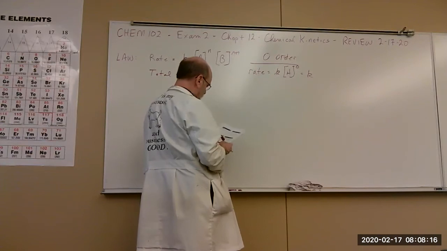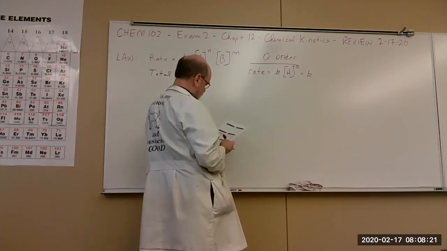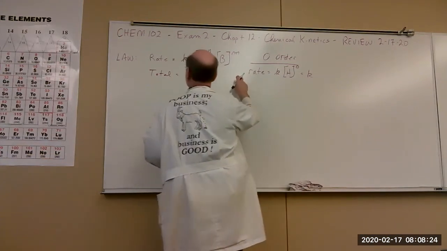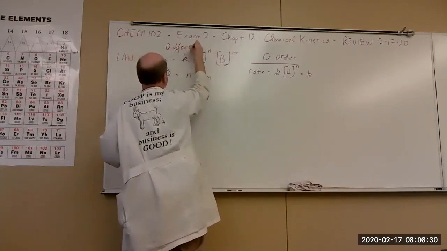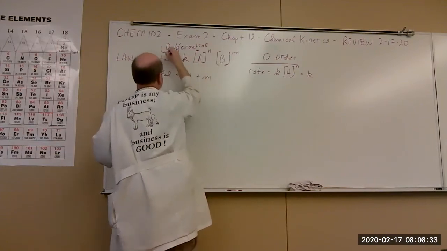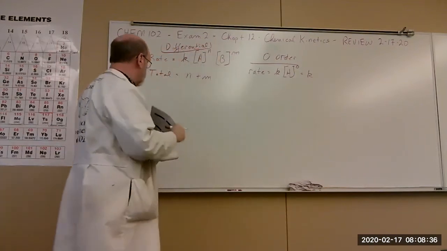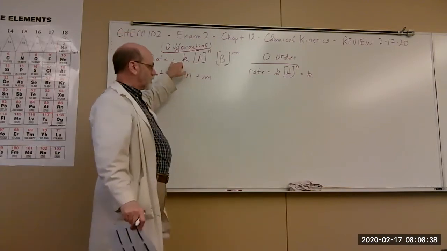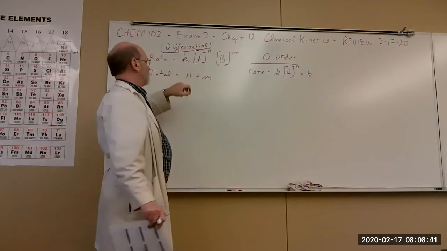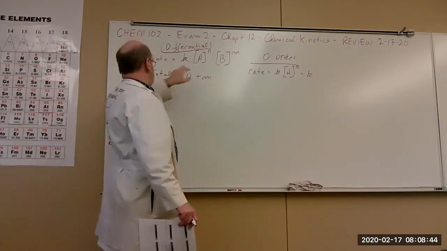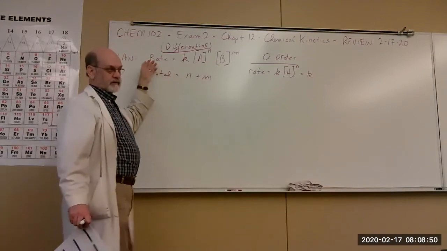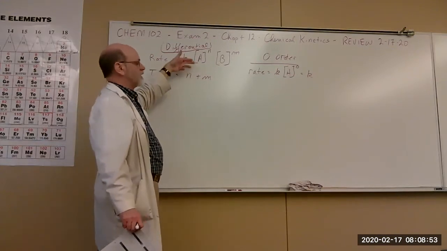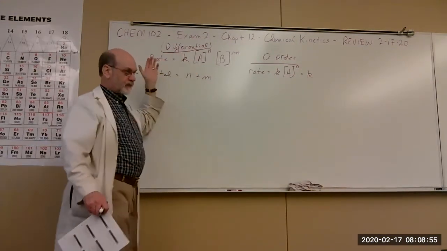Now, this is the differential form. Right? That's the differential form of the rate law. And notice with the differential form, there's no time component. Well, there is a time component, but it's in this value right here, the rate. So there'll be units of concentration per time. That's your rate.